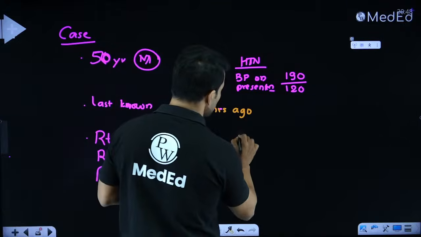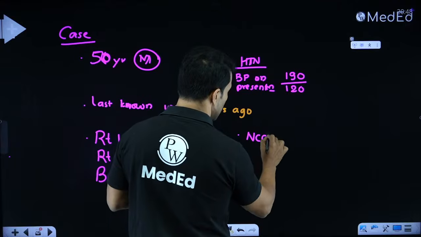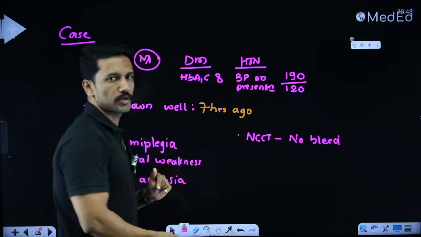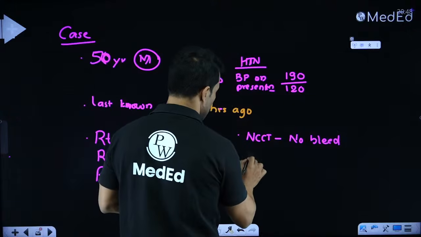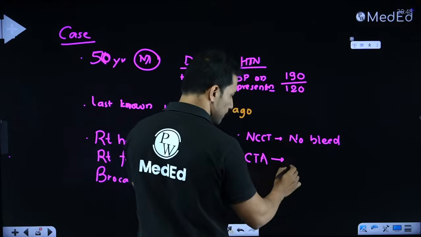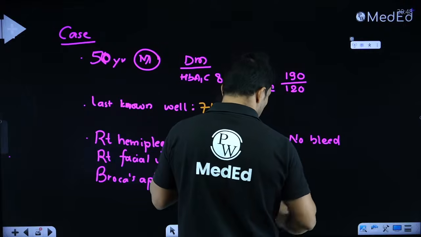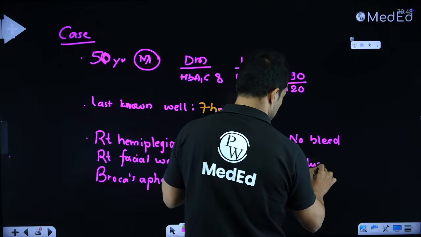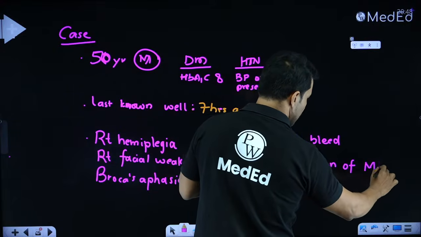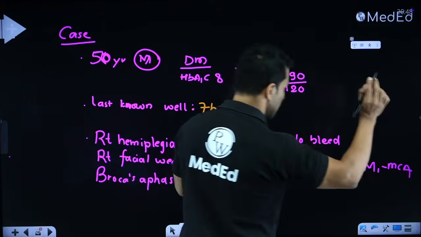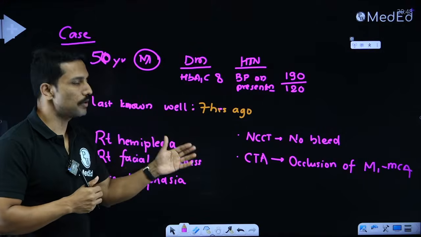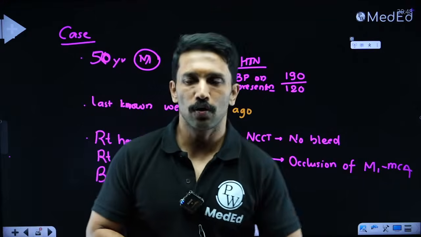So when he came to the emergency room, we got a non-contrast CT done which showed no bleed. That means hemorrhagic stroke is ruled out. And in the same sitting, because my hospital had the facility to get a CT angio done, I got the CT angio done and it shows occlusion of M1 segment of MCA. Okay. So this is the story so far. So now tell me, what is the next thing that you want to know for this patient?